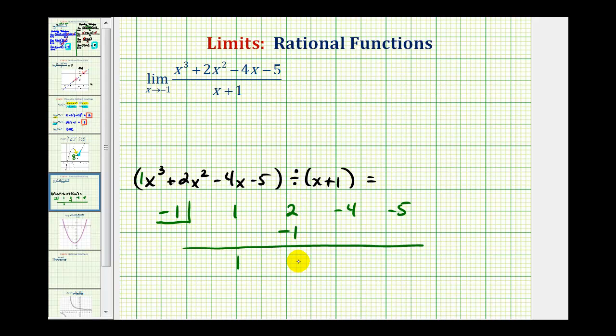So 2 plus -1 is 1. -1 times 1 is -1. We add, it's -5. -1 times -5 is +5. We add, -5 plus 5 is 0, which is a good sign because that's our remainder, which means x plus 1 divides evenly into our degree 3 polynomial. And if we have a degree 3, we divide by a degree 1. The quotient is a degree 2 polynomial, so this represents 1x squared plus 1x minus 5, or just x squared plus x minus 5.